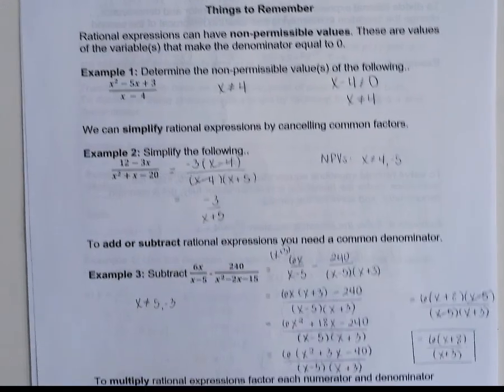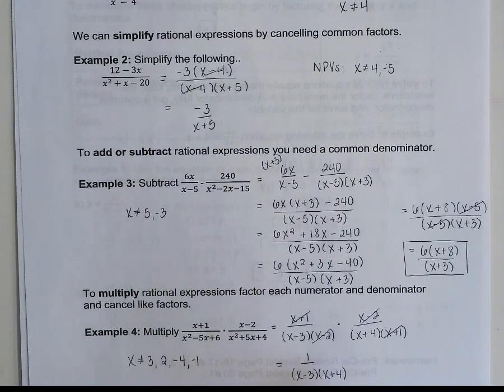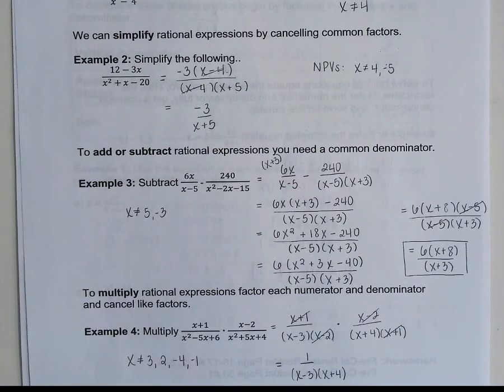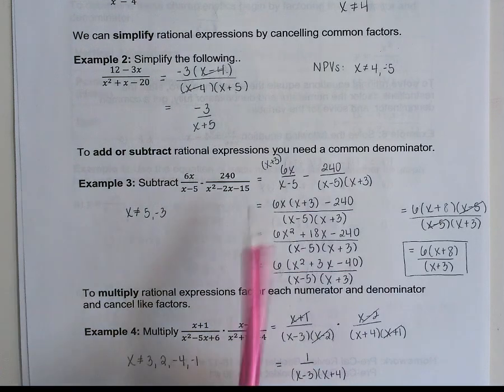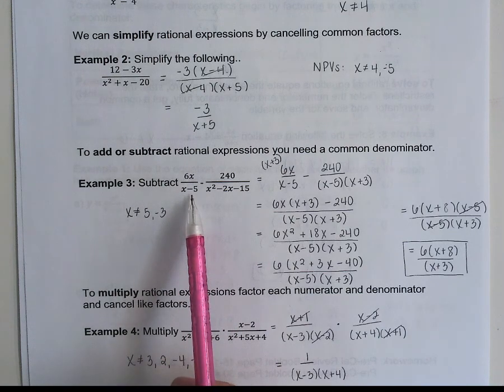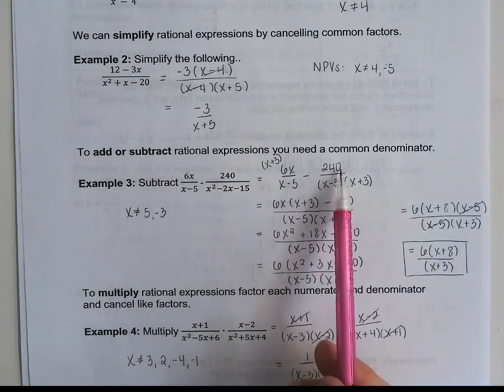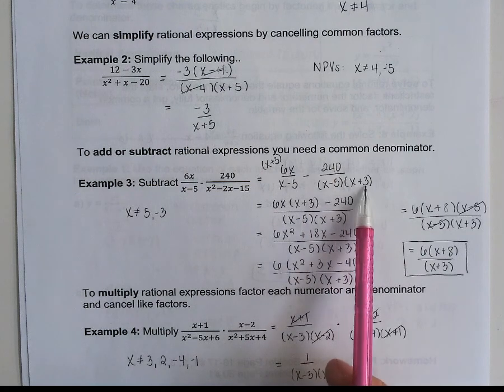Now you also learned how to add and subtract rational expressions. So the key thing to remember when you're adding and subtracting rational expressions is that you need a common denominator. So your first step, as with most of these rational expression problems, is always to factor everything. So you'll see here that the first term can't be factored or simplified at all, so I just rewrote it. The second one, I can factor the bottom. So I get 240 over x minus 5 times x plus 3.